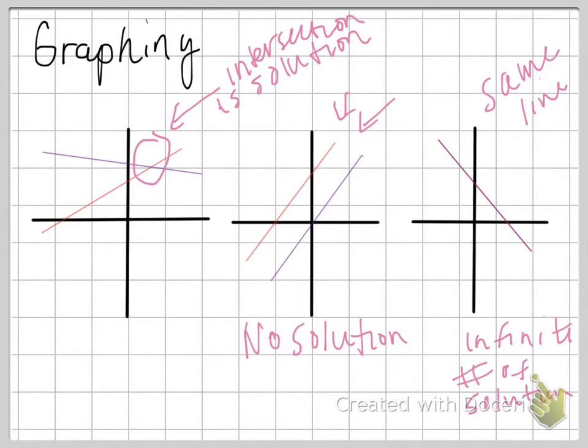Now, if you do not remember how to graph linear equations, no shame. All you need to do is let Ms. Rance know, either Edmodo her, email her, or stop her in the hallway. Just let her know, and we will go over that.